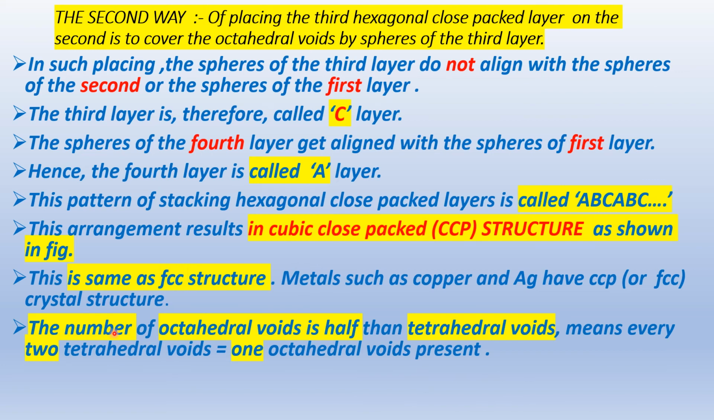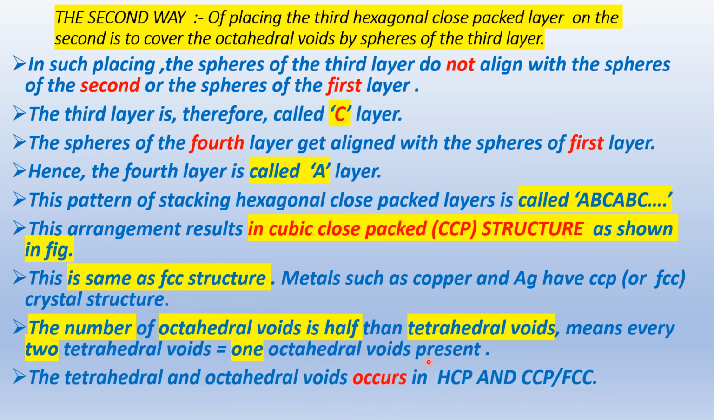The number of octahedral voids is half the number of tetrahedral voids, meaning every 2 tetrahedral voids correspond to 1 octahedral void, a 1:2 ratio. That is, the tetrahedral and octahedral voids occur in SCP, CCP and FCC. Simply understand.